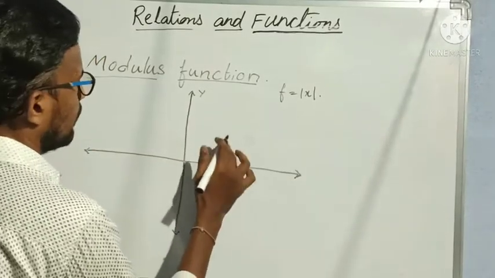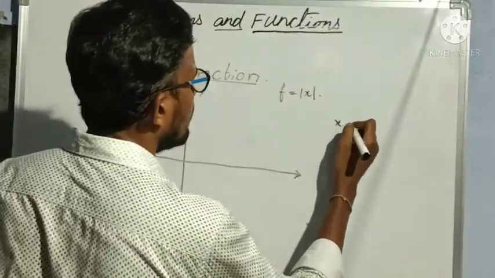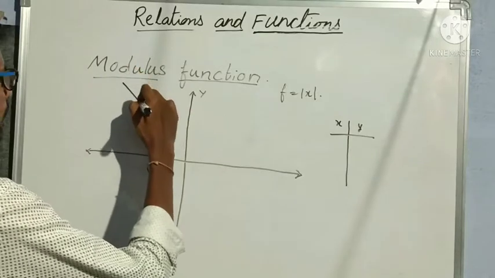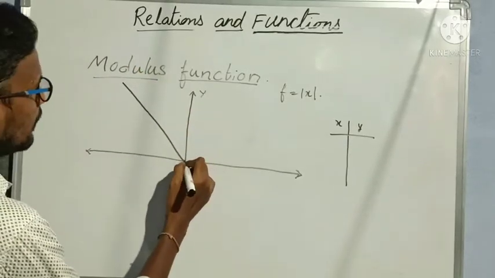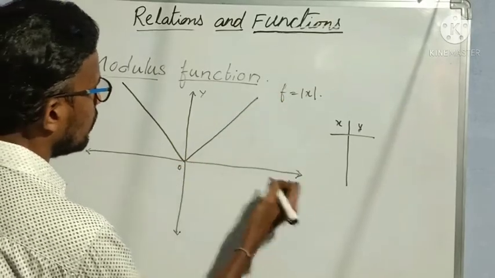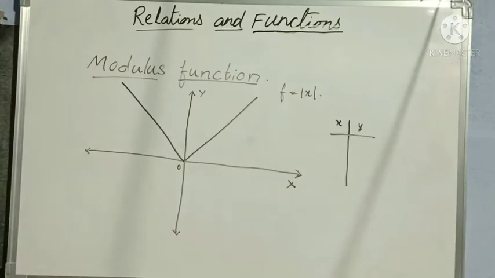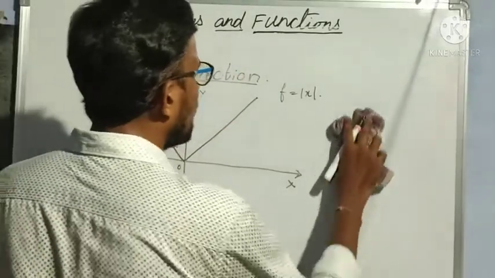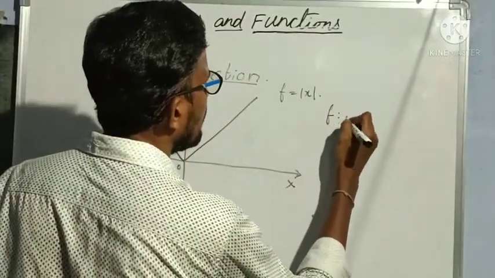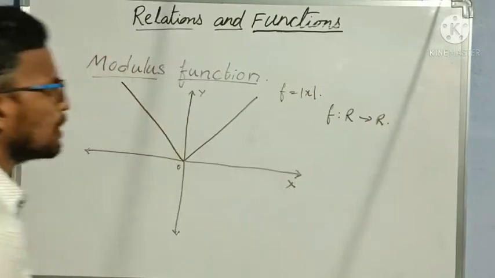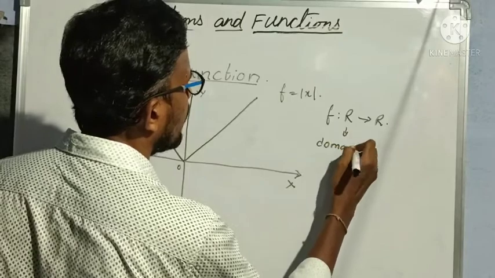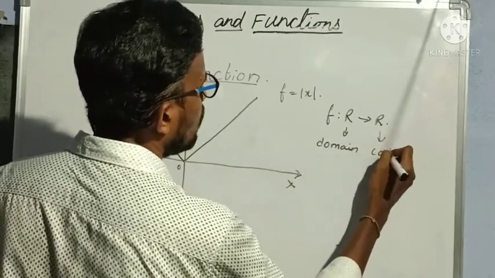Okay. So let us continue. Modulus function: x values, y values. Already we know that this is a V-shaped curve like this, right? And at x is equal to 0, we are getting a sharp corner. So this is 0, x-axis, y-axis. From the graph only I will explain everything now. If nothing is given, the function is defined from real numbers to real numbers only. So R is the domain in this function, and codomain is also R.